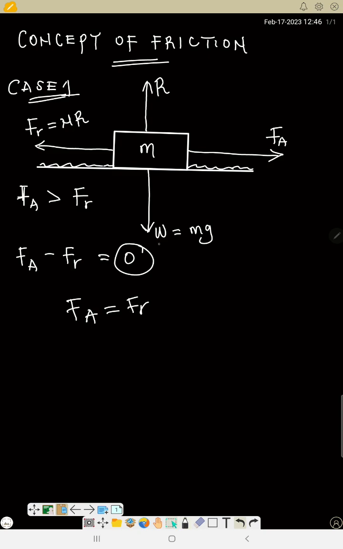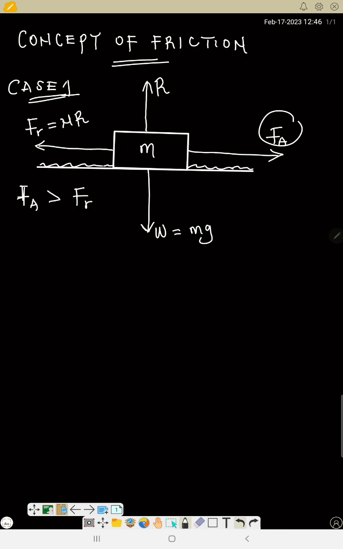But now I want to discuss if the object moves, that is, if the object has acceleration. Then if it accelerates, that means your applied force must be greater than frictional force. That means Fa minus Fr must be equal to mass times acceleration. So if the object moves, then Fa minus Fr is mass times acceleration. But if the object does not move, then Fa minus Fr is equal to 0. So please take note now.